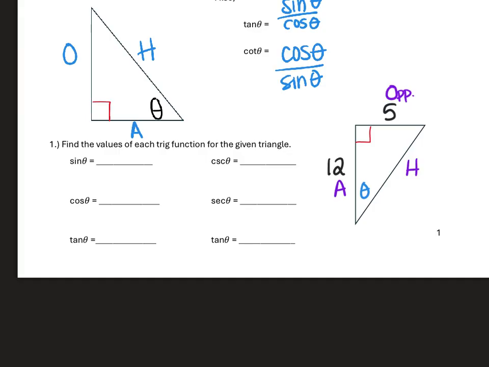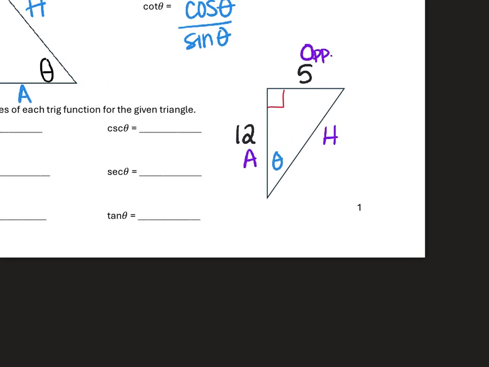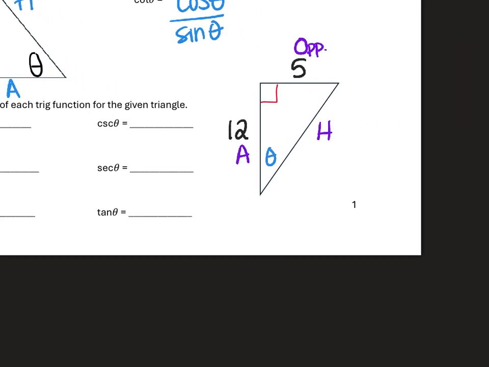I don't have a measure for my hypotenuse. It didn't give me one. How do I find it? Pythagorean theorem. Remember, that is how we find the third side of a right triangle. So you will be given a triangle that doesn't have a third side. But you can find it because we know that a squared plus b squared is equal to c squared. And c squared is always your hypotenuse. Okay? So a squared would be 12 squared. B squared is my other leg, so 5 squared equals c squared. So we get 144 plus 25.